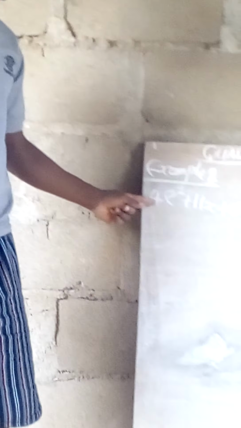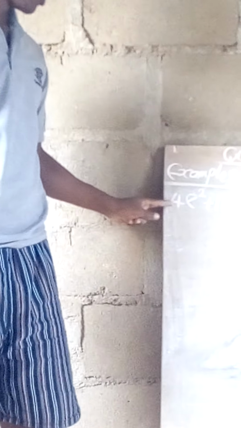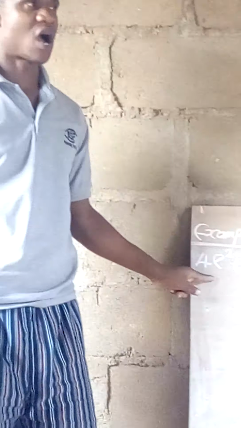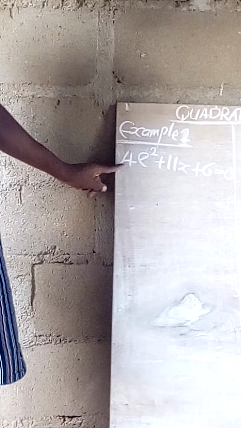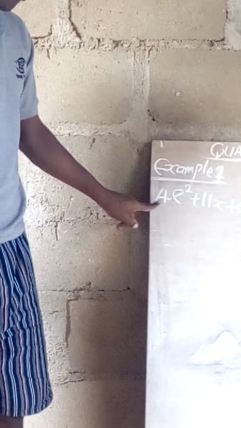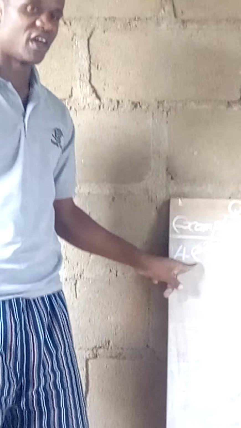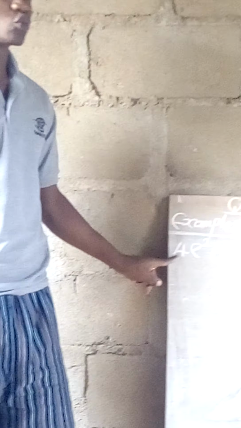Now, the first one we did before, there was no coefficient on the squared variable. Now we shall be looking at when a number is given as the coefficient of the squared variable. It's still the same pattern we are applying, but there's something here that is different from what we did in our first class.